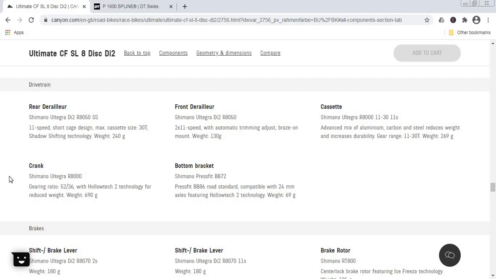Just keep that in mind. Press fit bottom bracket on the bike, BB72, or it's basically BB86 road standard. I'm not expecting any creaking noises from this because Canyon produces quality carbon fiber frames.